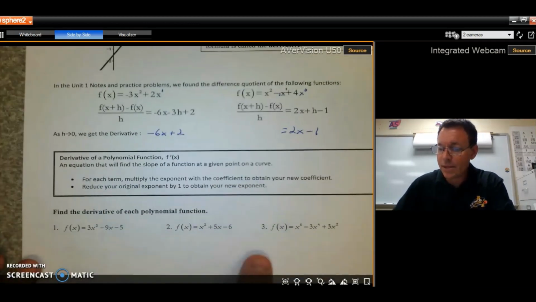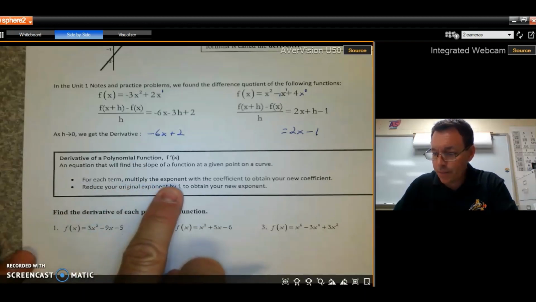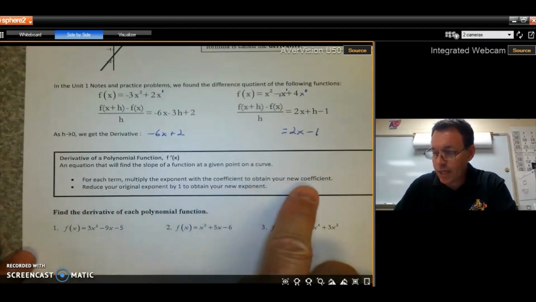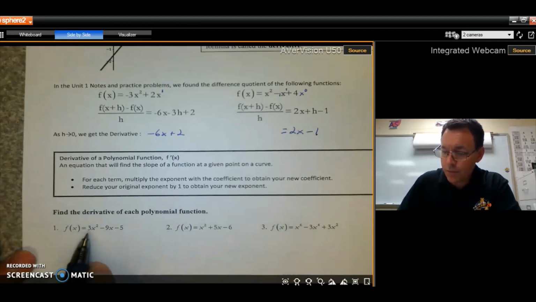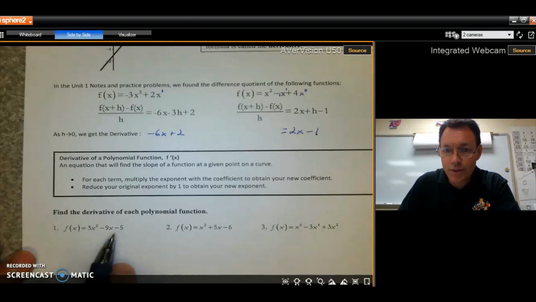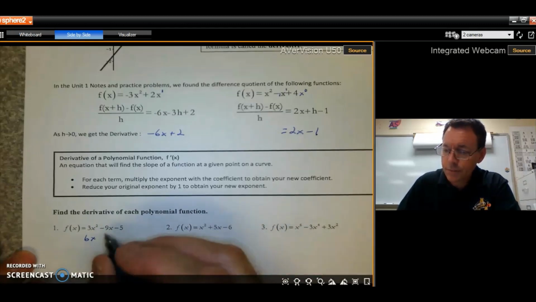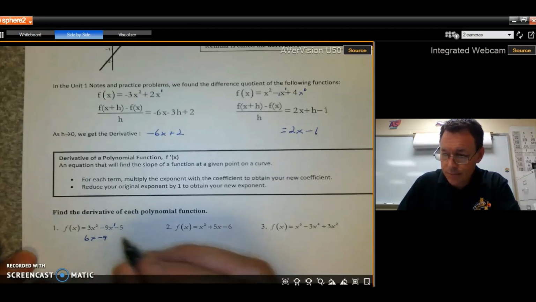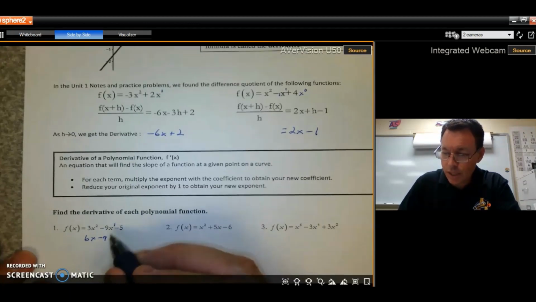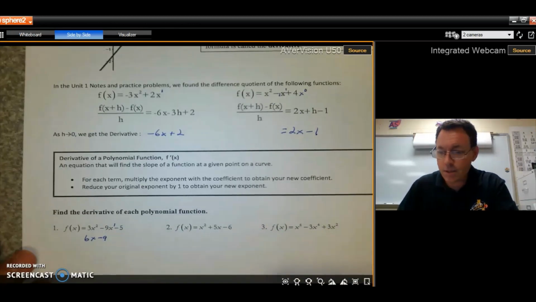So in this box, these are the rules for how to find the derivative. For each term, multiply the exponent with the coefficient to obtain your new coefficient and reduce the original exponent by 1. So the derivative, without having to do the crazy difference quotient formula, is just 3 times 2, 6. Reduce this by 1, x to the first. Take 1 times 9, or negative 9, so it's going to be negative 9. Reduce this by 1, so this is x to the 0, so we're not going to write it. And then your constant just disappears.